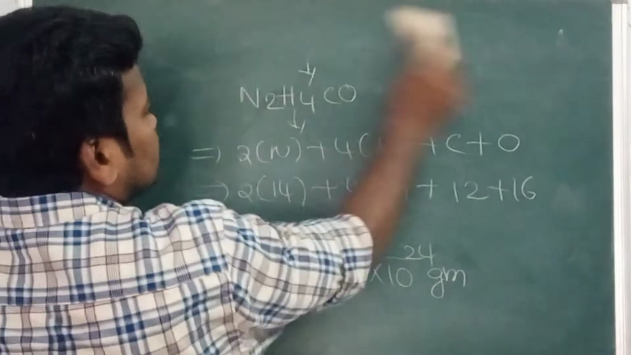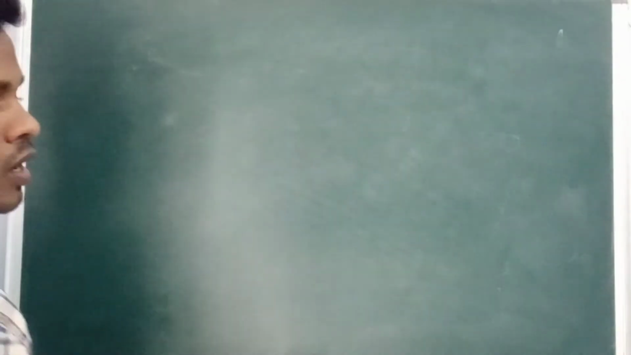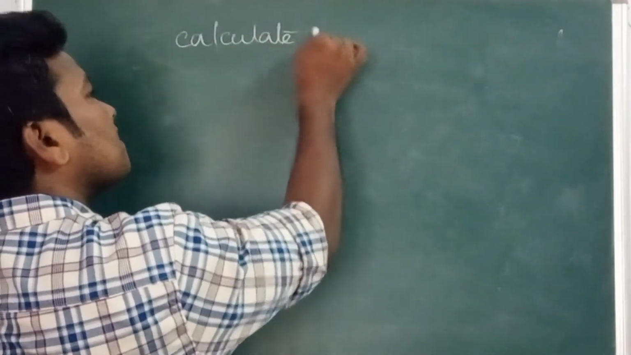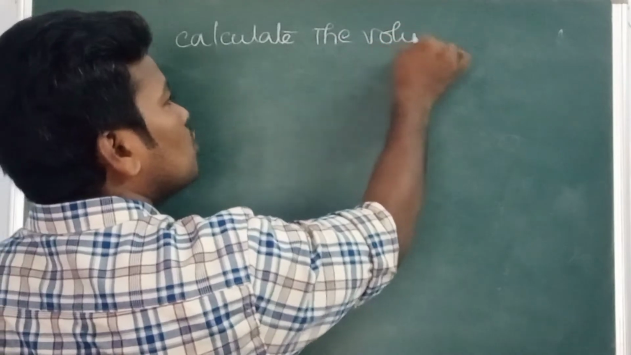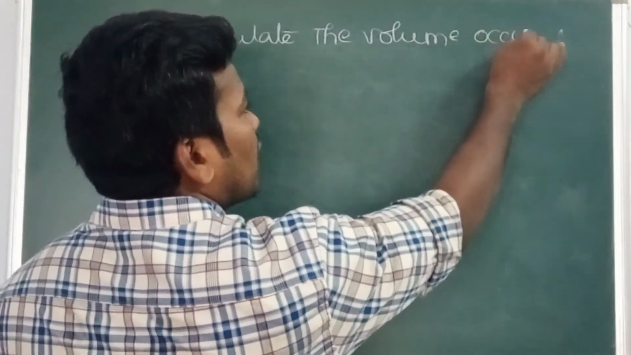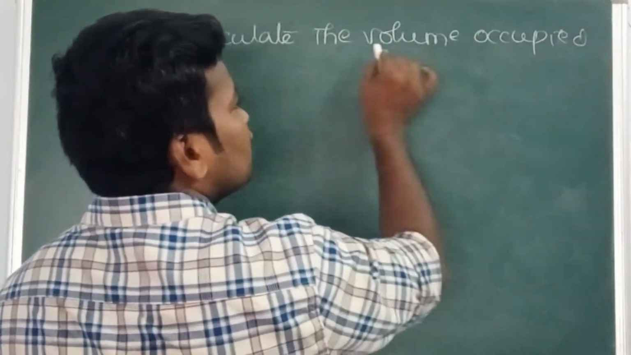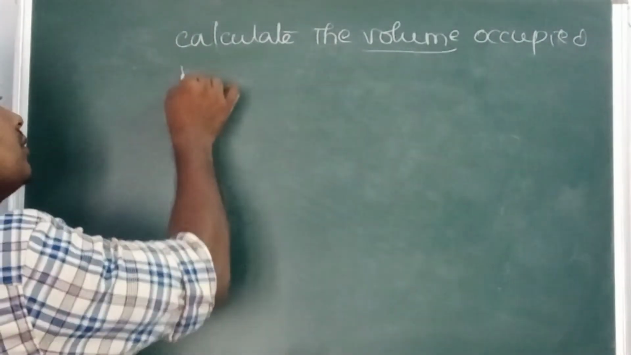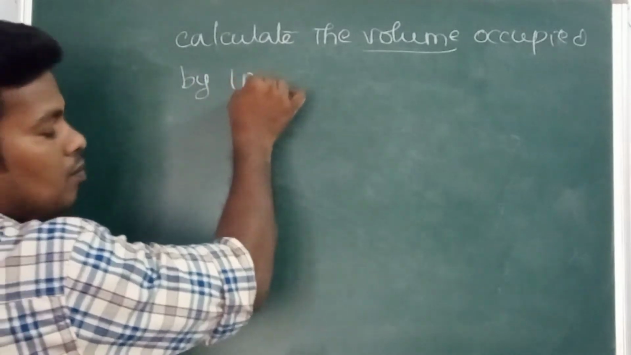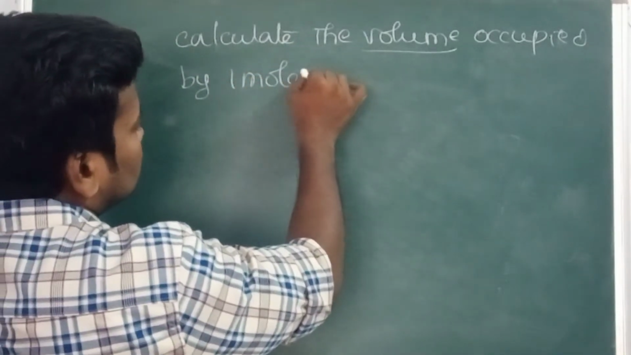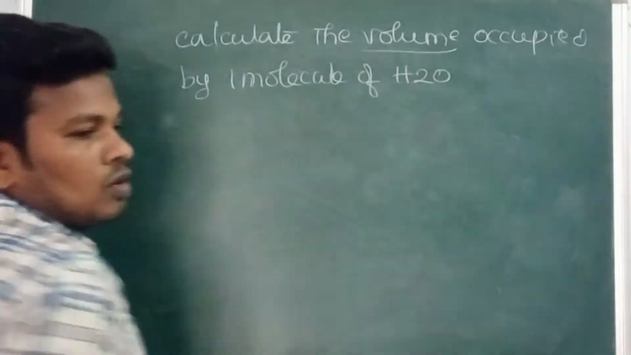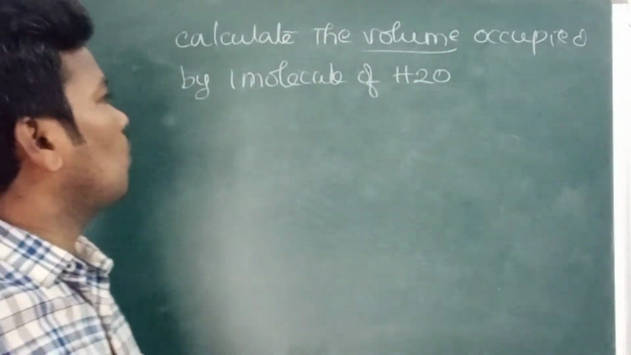Okay, next you can see, calculate the volume occupied. That means what? They are asking V, volume. Volume occupied by one molecule of H2O. One molecule of H2O, nothing but the water.